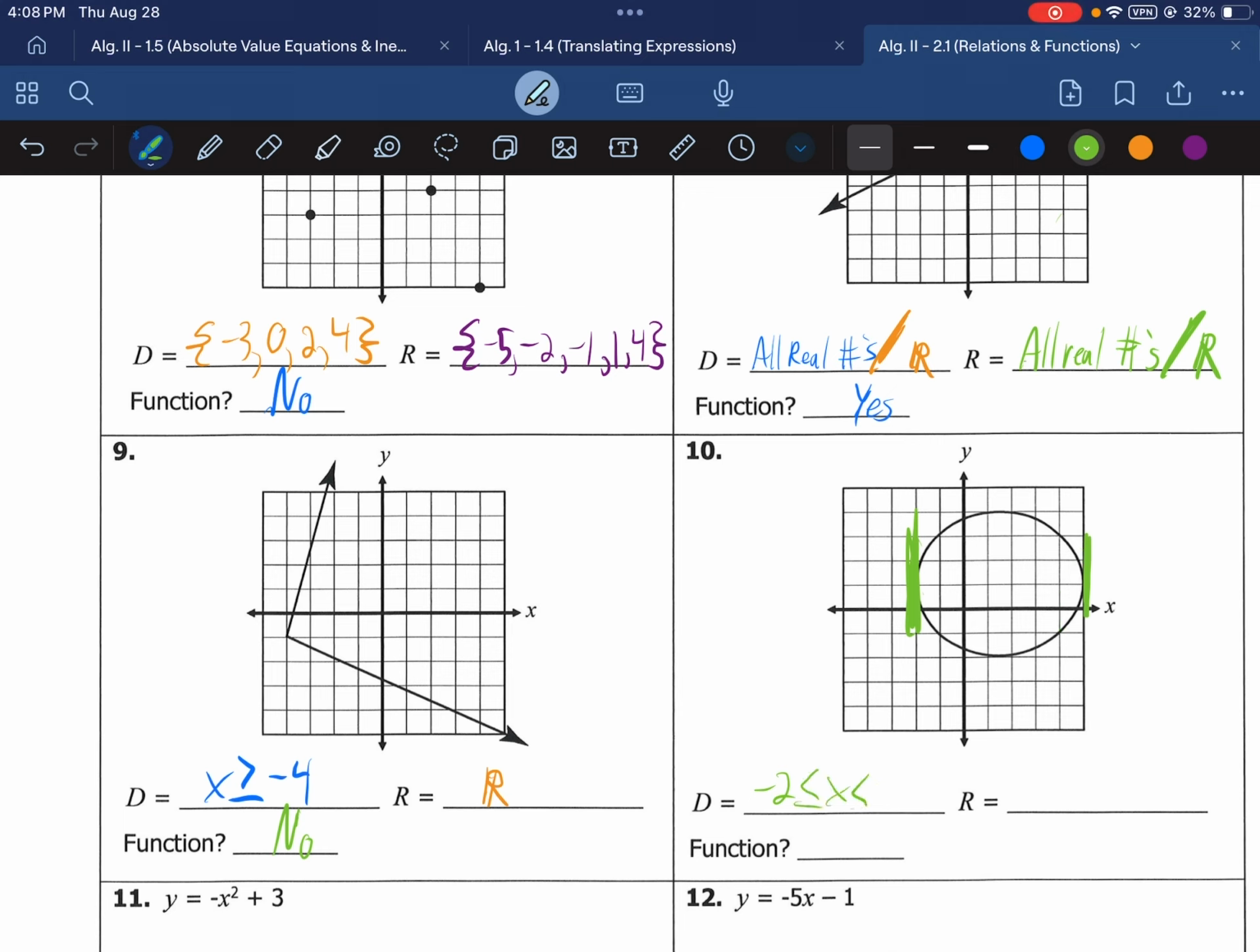So we're going to do this compound inequality that x is greater than or equal to -2, while also being less than or equal to 5, aka everything between -2 and 5 is fair game.